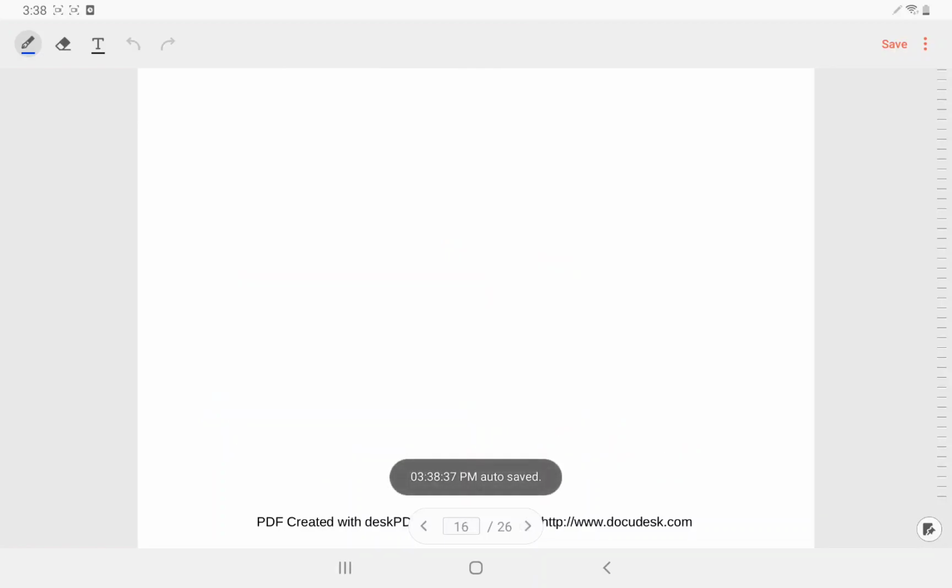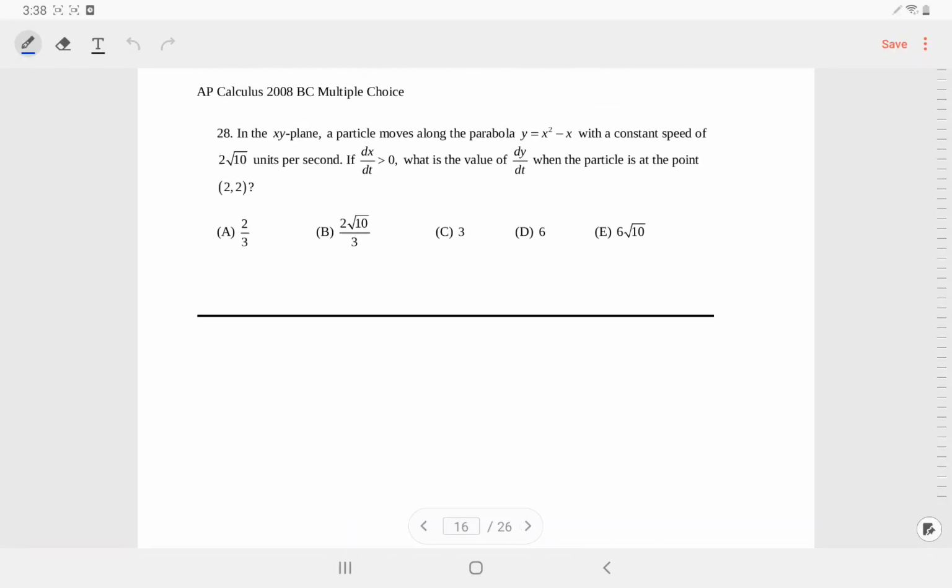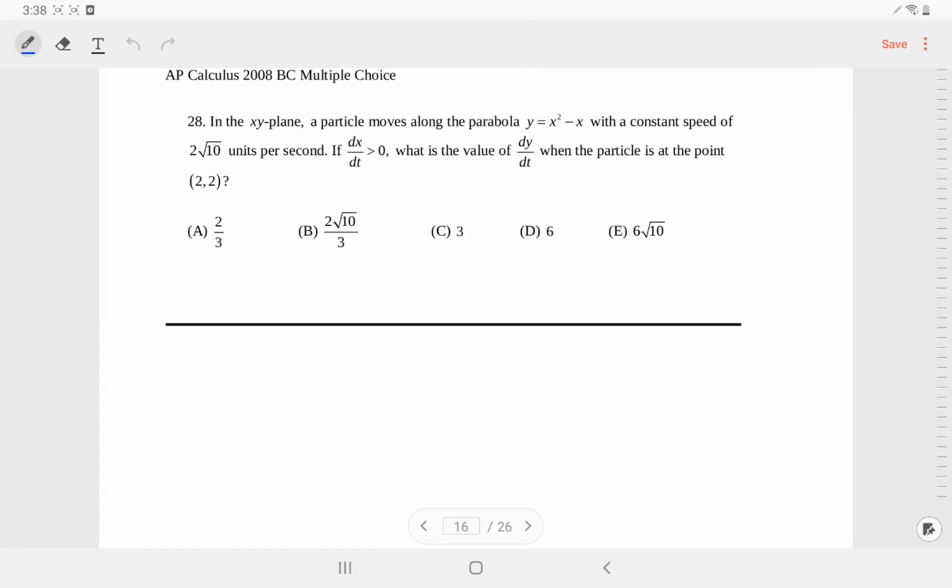Okay, let's go to another one. XY plane, a particle moves around along the parabola with constant speed. Let me write this equation down here. Constant speed. Now, speed is the absolute value of velocity. So 2 radical 10 actually means the velocity could be plus or minus 2 radical 10. I don't know which. dx/dt is greater than 0.